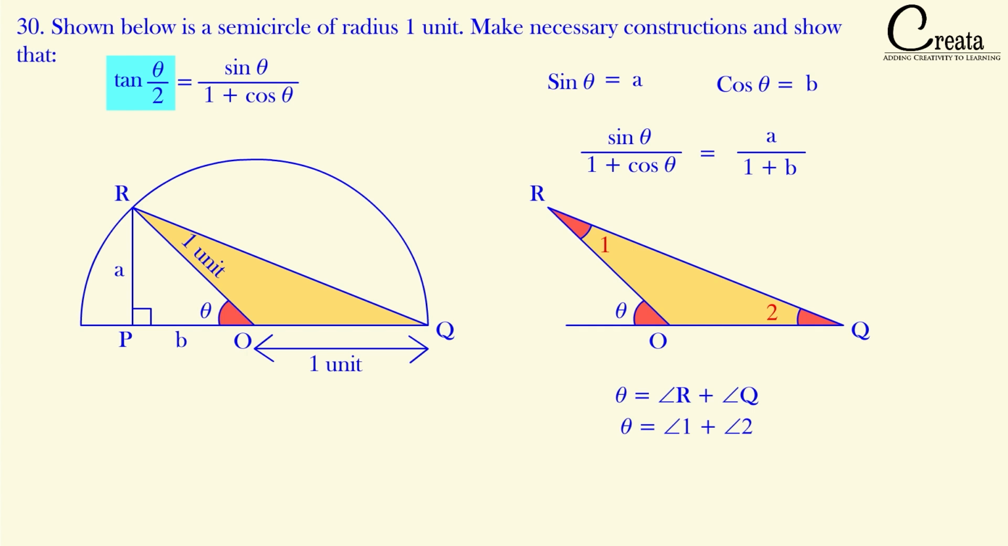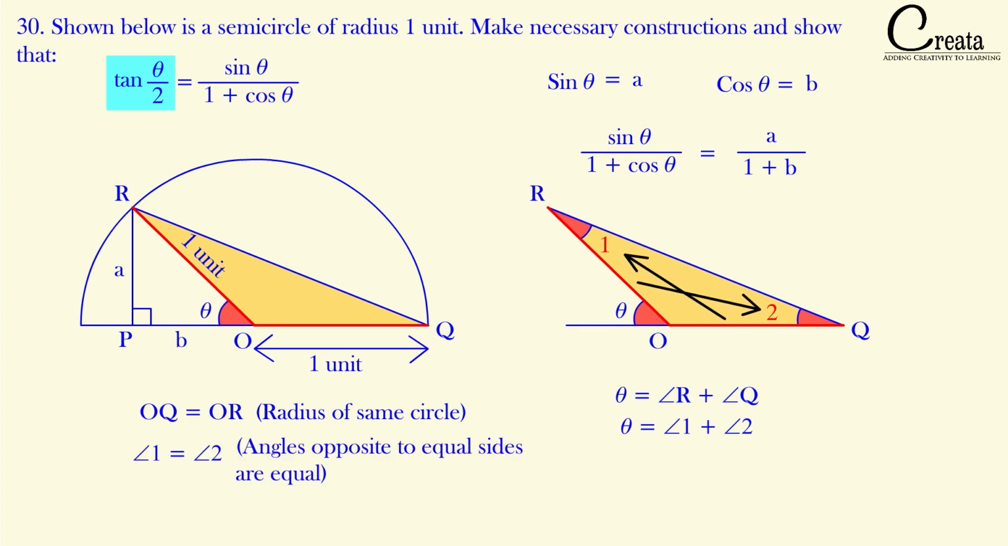Think why these two angles are equal. These two angles are equal because the sides OR and OQ are equal to each other. These two sides are the radius of the circle. These two sides are equal, so the angles opposite to equal sides in a triangle are also equal. So these two angles will also be equal to each other. Angle 1 is equal to angle 2.